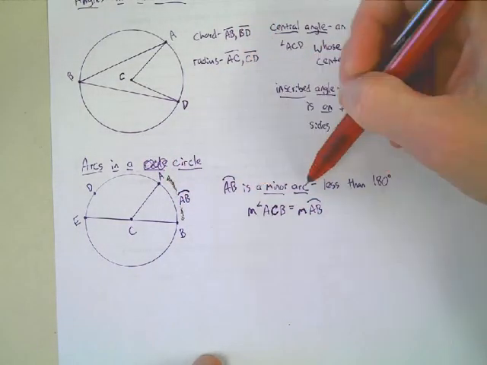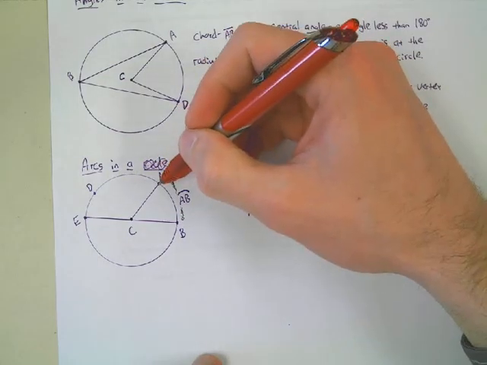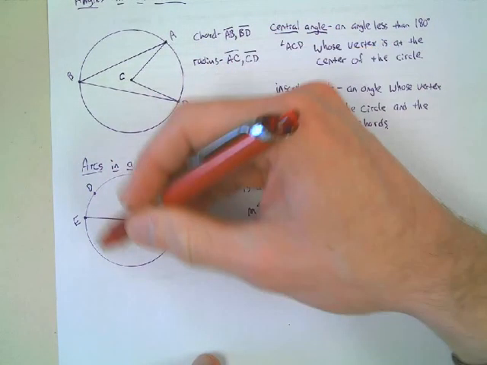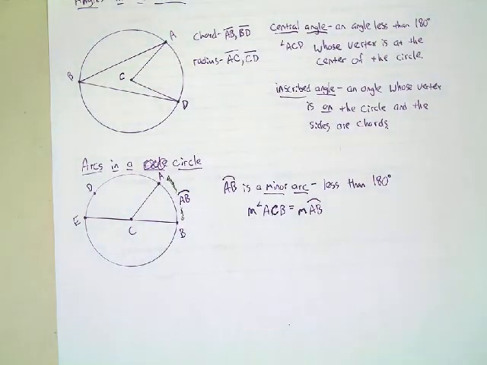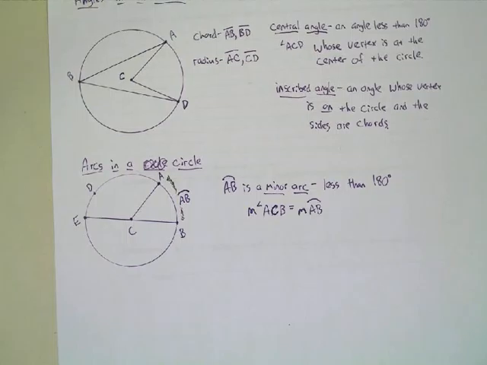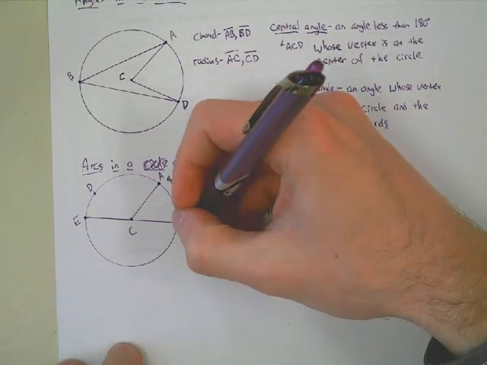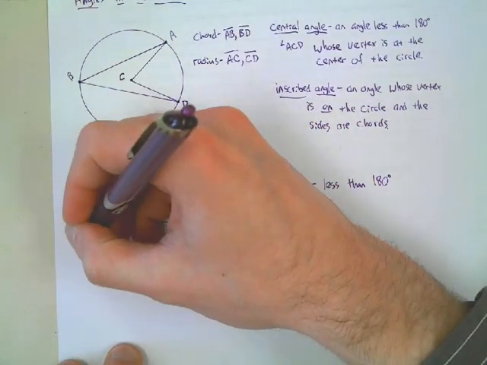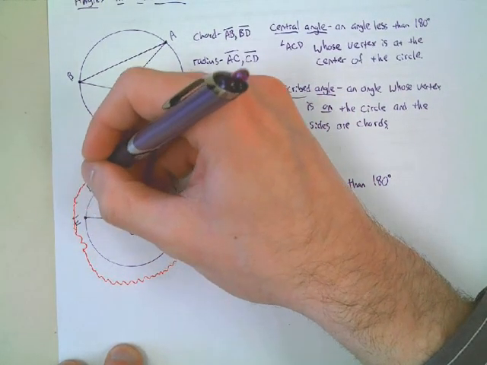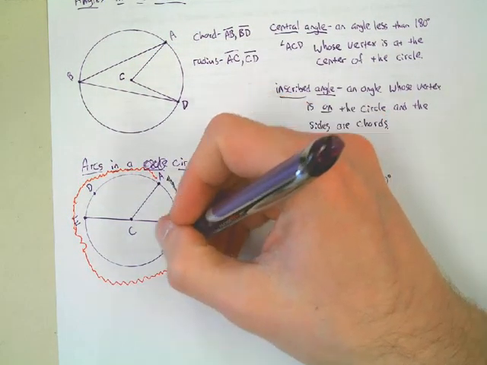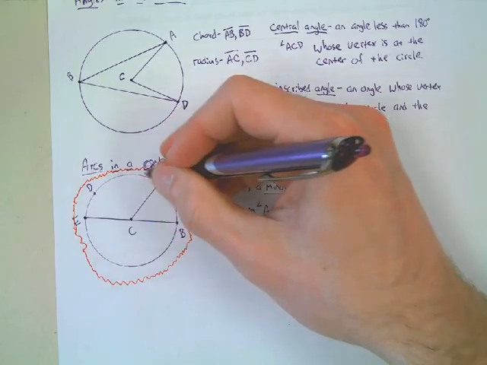But let's talk about the other arc that goes around the opposite part of the circle. Let's talk about this arc. It goes from B through E through D to A.